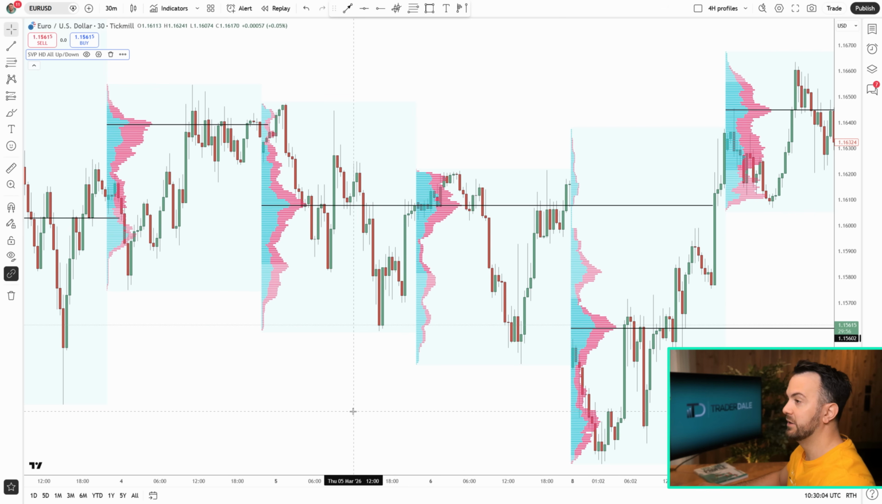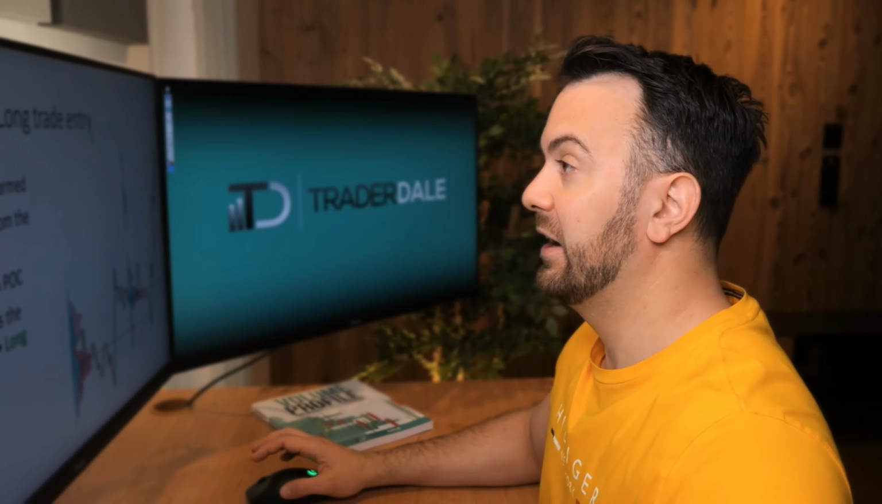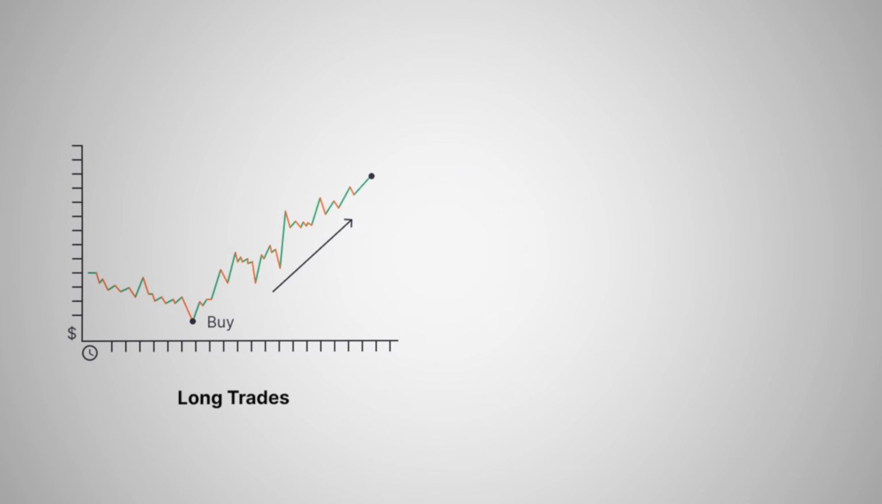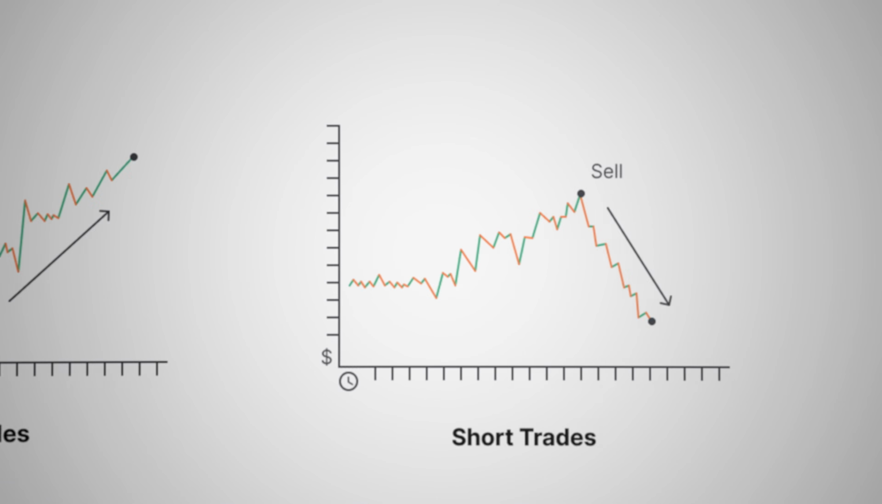Click OK, and here we go. This is the setting we need. Simple. Now, let's get to the strategy. So at this point, I'll show you exactly how to trade this. First we'll cover the long trade entry and then the short trade entry.